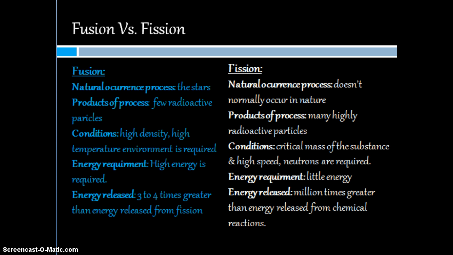When looking at fission, the critical mass of the substance and high speed neutrons are required. Energy requirement for fusion is high energy is required. The energy requirement for fission is little energy. And the energy released from fusion is 3 to 4 times greater than the energy released from fission. And the energy released from fission is about a million times greater than the energy released from chemical reactions.